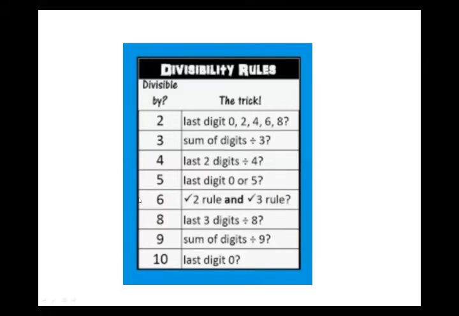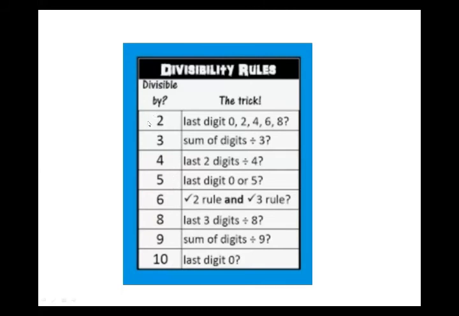Now we discuss the divisibility of 5. For the divisibility of 5, we check whether the last digit is 0 or 5. If it is, then we say that the number is divisible by 5. I am just repeating again from 2 to 5.